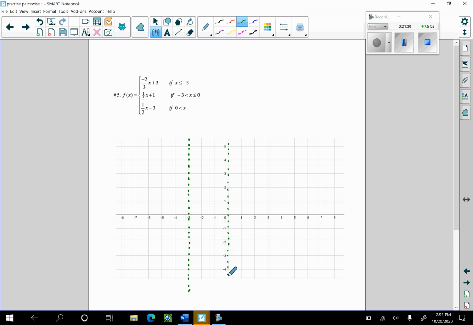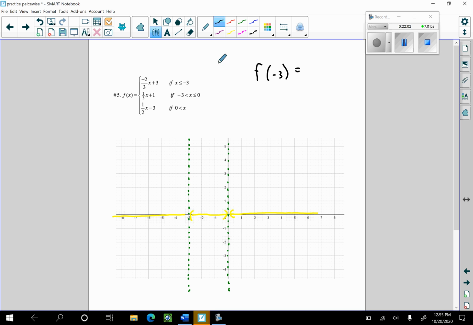So now there I have my 3 pieces. I have when x is less than or equal to -3. I have when x is between -3 and 0. And I have when x is greater than 0. So let's do the first piece first. Since it's less than or equal to, let's just put -3 in and figure out what that point is. Let's go f of -3.